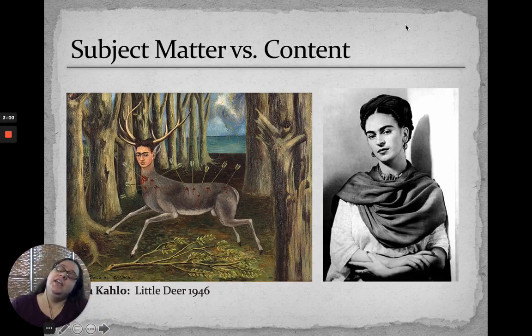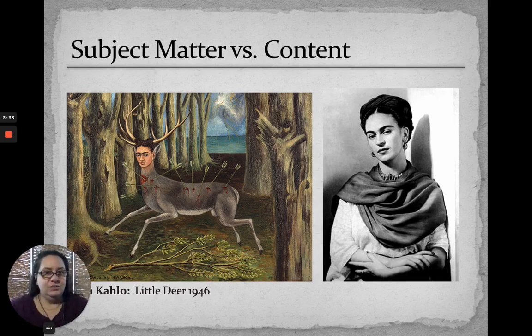Building on that, a lot of artists play with this as well. If you're not familiar with this artist, Frida Kahlo, she's amazing. She does a lot of paintings that are self-portraiture, exploring ideas, concepts, and things that she was dealing with in her life. On the left, we have a painting that she did entitled Little Deer, and she's seeing herself as a victim here.